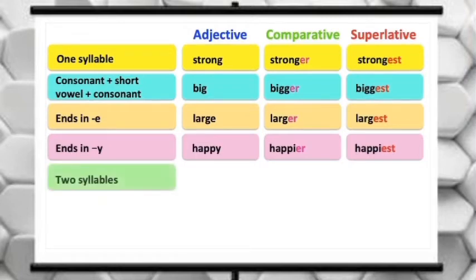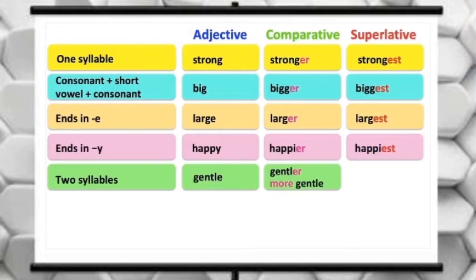For adjectives with two syllables, there are two ways in which we can form the comparative or superlative adjective. When forming the comparative, we can put the word more before the adjective. However, in some cases, we can just add er to the end, depending on the adjective. For example, gentle. The comparative adjective is gentler or more gentle. So, both are correct to use.